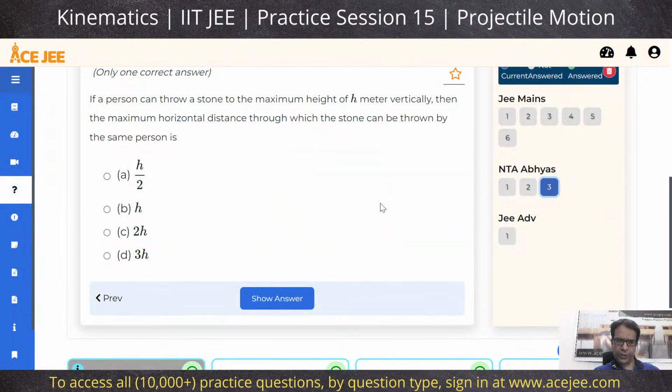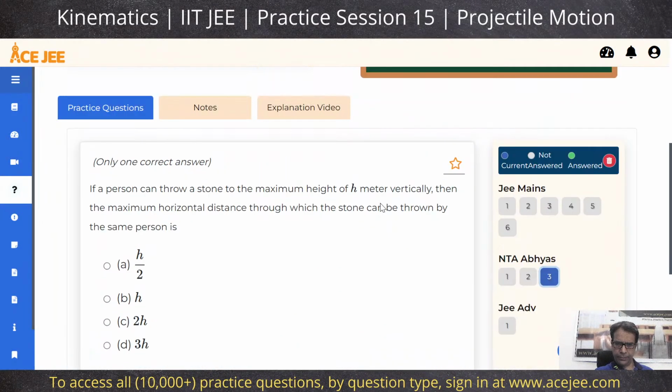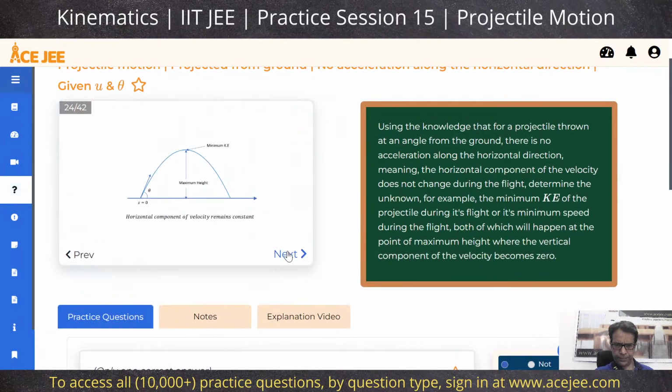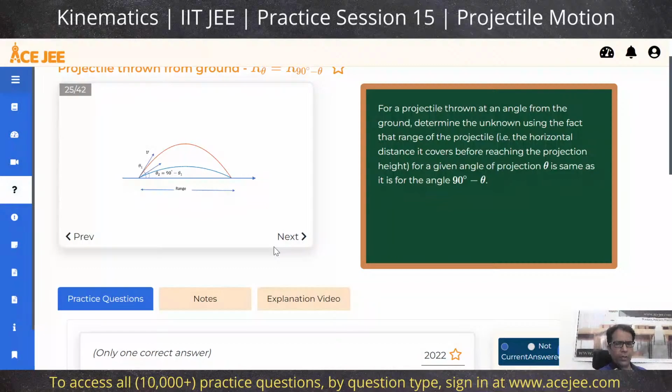Or have we done 2 questions of this one? I think we have done 2 questions. Let's go to the next one. So in the next one, we are looking at the scenario where the projectile will have the same range for 2 different angles of projection. What are those 2 different angles of projection? Theta and 90 minus theta. For example, 30 degrees and 60 degrees. For both the angles, for the same initial velocity, the range would be the same.